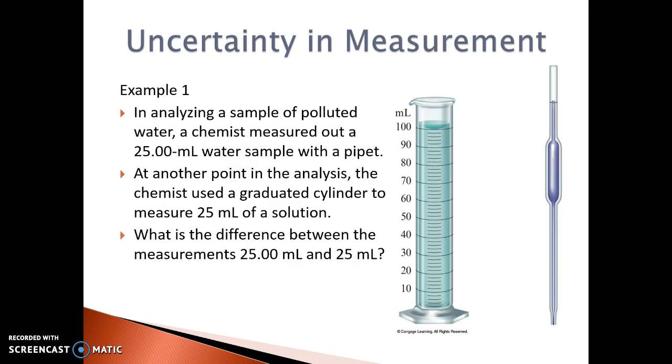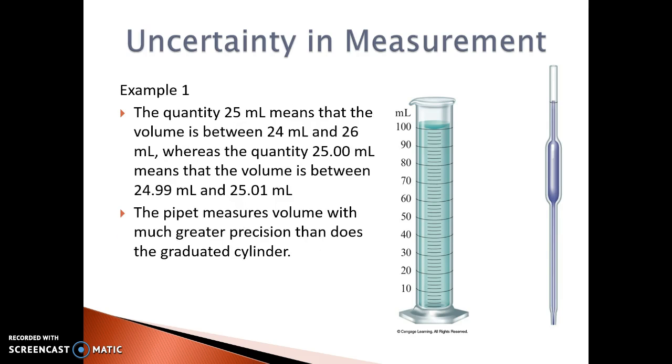Even though the two volume measurements appear to be equal, they do convey different information. The quantity 25 means that the volume is between 24 and 26 milliliters, where the quantity 25.00 milliliters means that the volume is between 24.99 and 25.01 milliliters. So in this case, the pipette measures volume with much greater precision than the graduated cylinder.